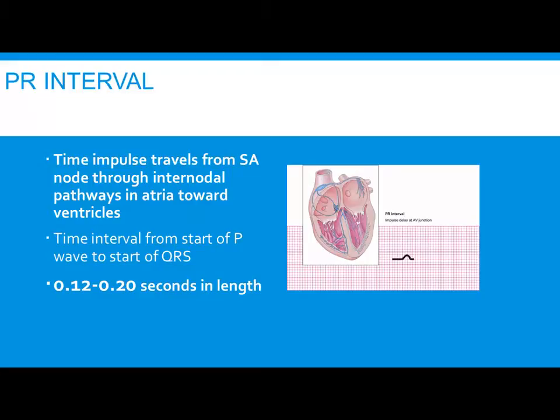The PRI. This is the time the impulse travels from the SA node, makes its pathway through the pathways, and then down to the AV, where it's about to get ready to make a contraction, a ventricular contraction. All right. So the PRI is the interval between the P wave and the R.